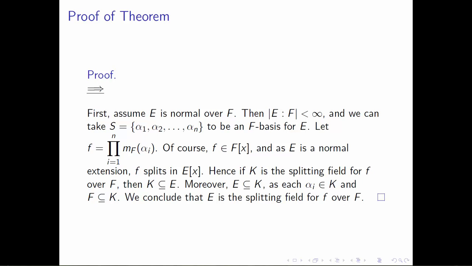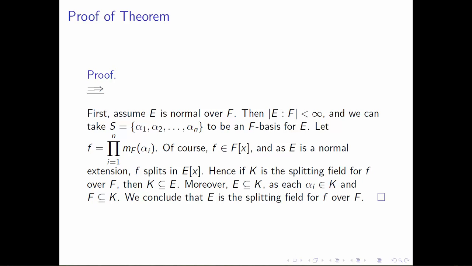Hence, if we write K for the splitting field of little f over F, then K is going to be contained in E. If each of these pieces, m sub F of alpha i, splits in E, then this whole polynomial f splits inside of E. However, we can get the other containment. We can get that E is actually a subset of K because each of the alpha i's belongs to K. The alpha i's are some of the roots of the polynomial f, and so they will belong to the splitting field K. And of course the field F will belong to K.